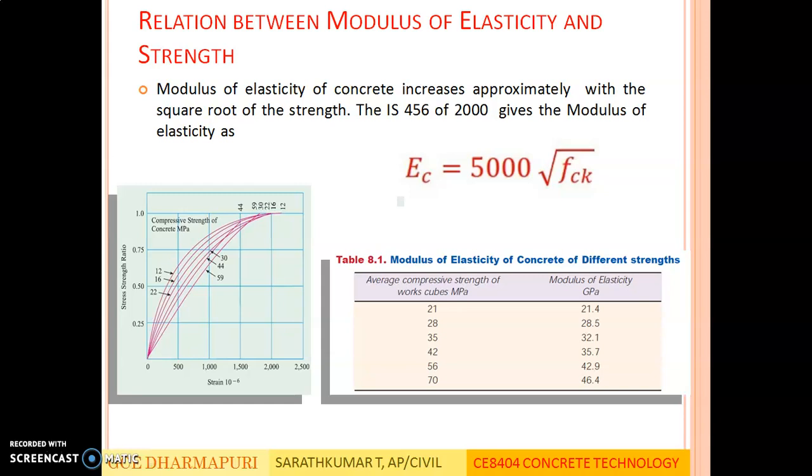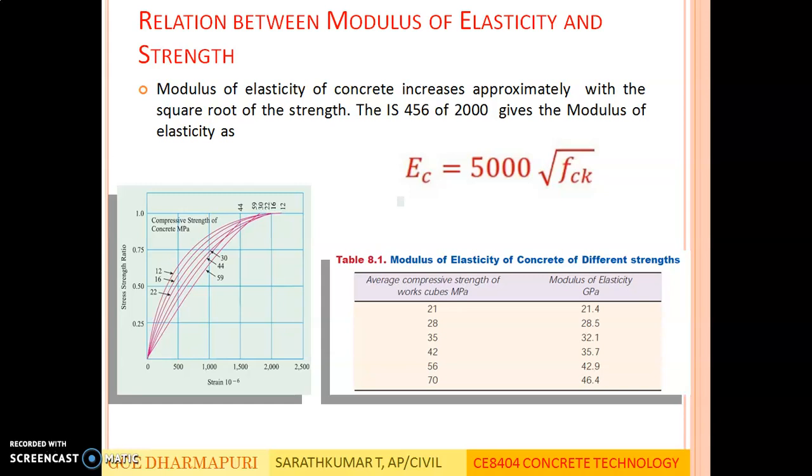For example, if it is a 25 megapascal grade of concrete, fck is 25. The Young's modulus of concrete for 25 megapascal concrete: square root of 25 is 5. So 5 into 5000 is 25,000 Newton per mm square.